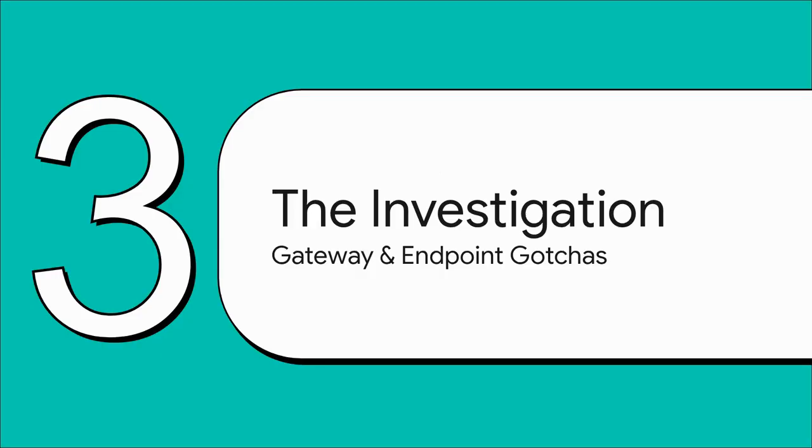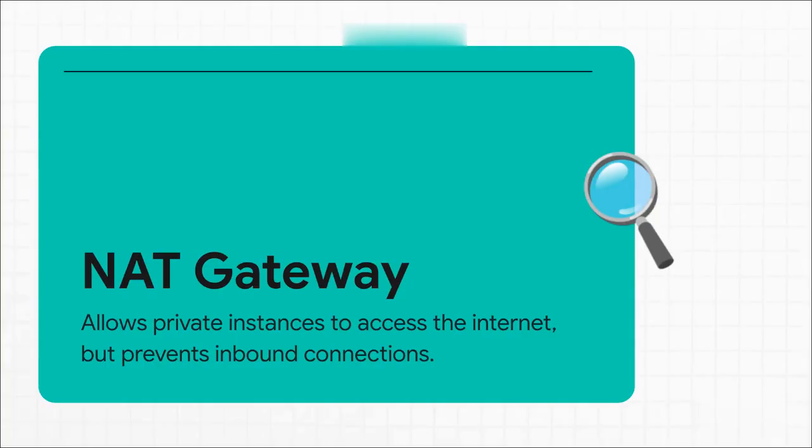Okay, the plot thickens. Our investigation now leads us to a couple of accomplices. These are specific networking services that seem harmless, but their pricing models have some, well, let's call them gotchas. First up, the NAT gateway. Now, this thing is super important for security. It lets your private servers, like your databases, reach out to the internet for things like software patches, but it doesn't let the internet talk back to them. It's essential, but it's hiding a costly secret.